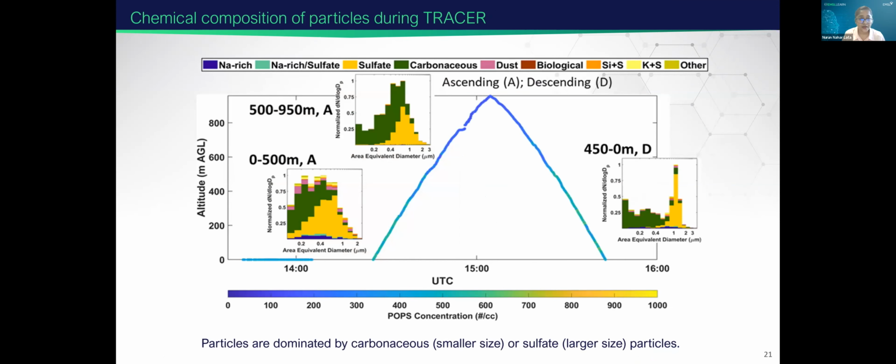Now I wanted to give a hint of the particle analysis during the TRACER campaign, and this work is in collaboration with Alison Steiner from University of Michigan and Allen Goldstein from UC Berkeley. From this study, we can see a variation in the size resolved chemical composition from altitude to altitude. We can see a different distribution of the particle size. In this case, particles are dominated by carbonaceous in the smaller size range, and we can see the sulfate particles dominate in the larger size range.